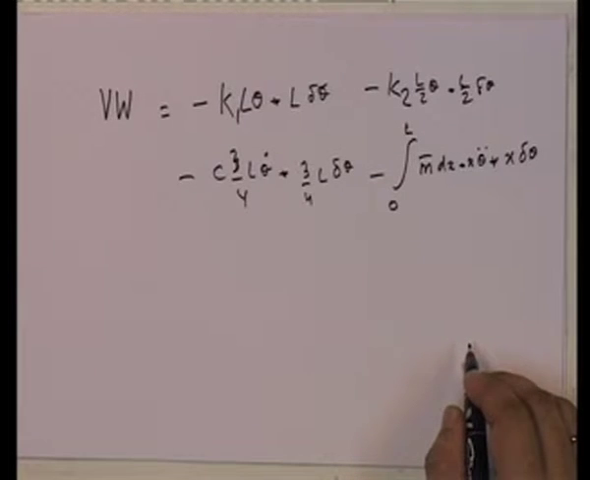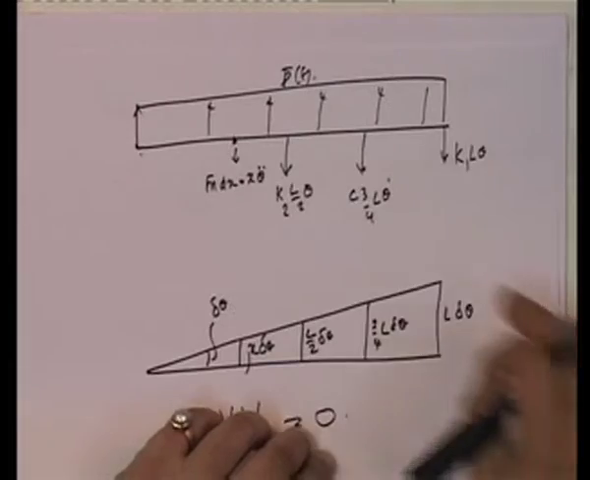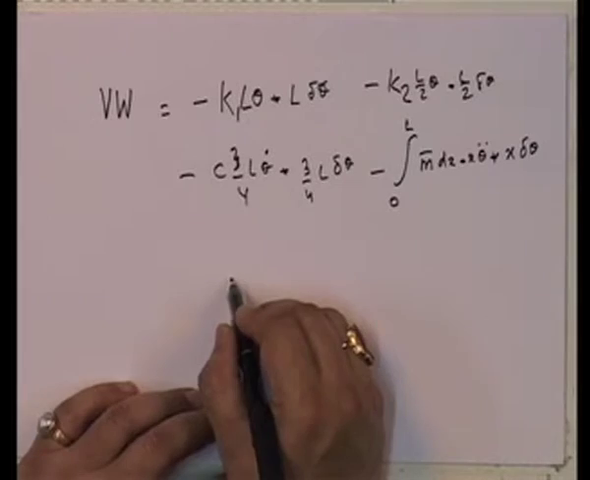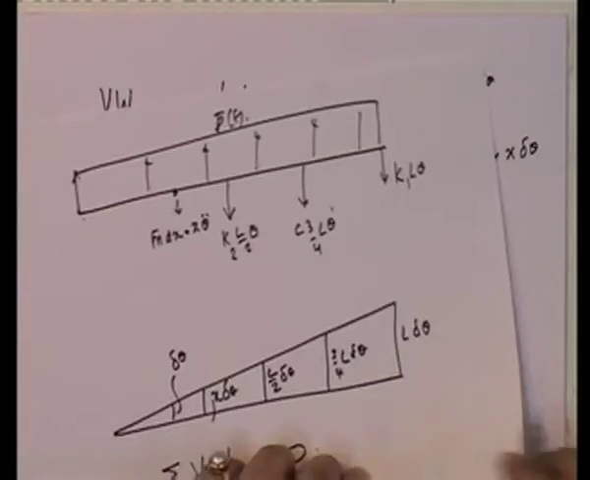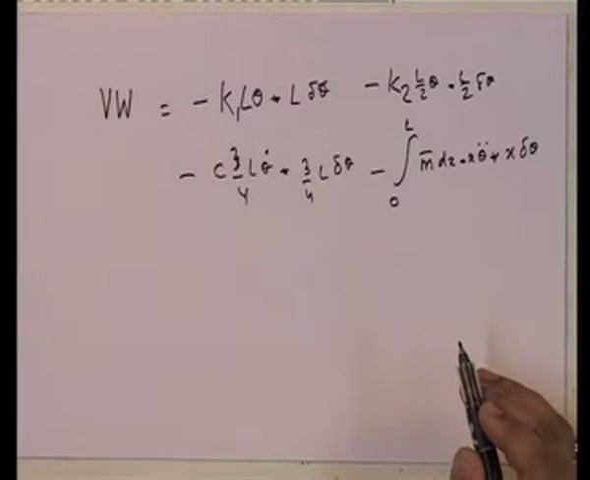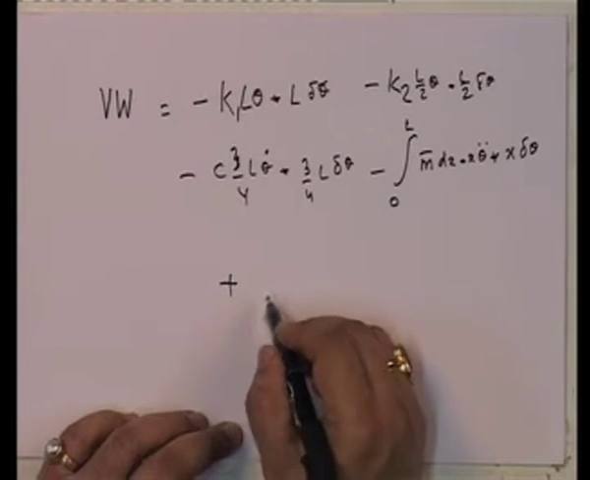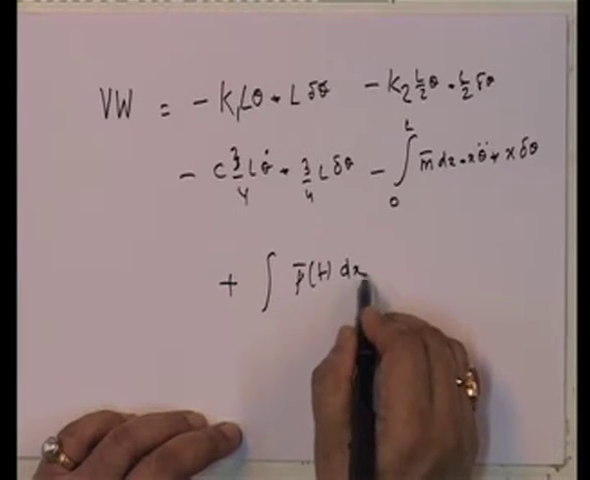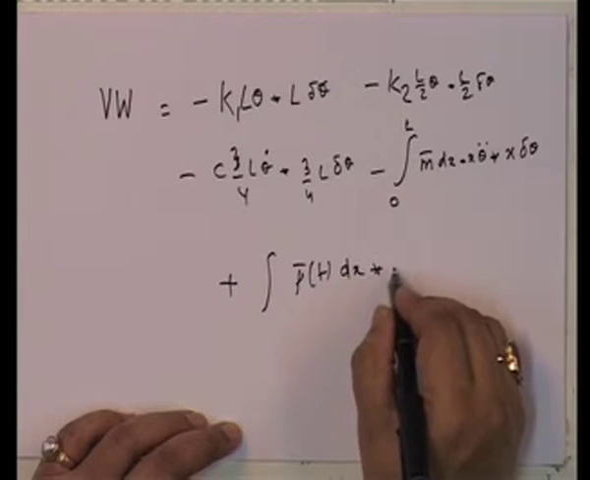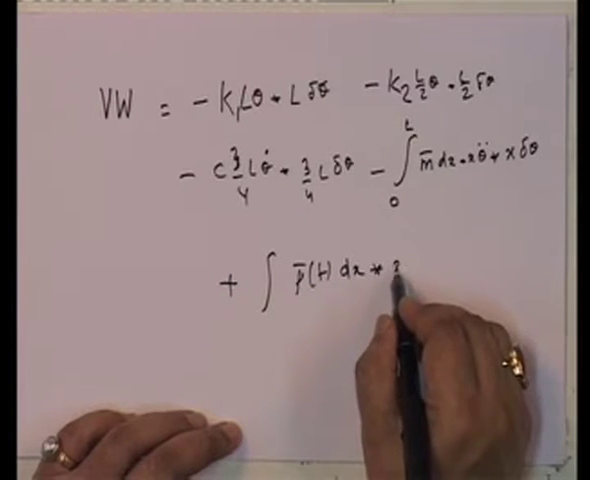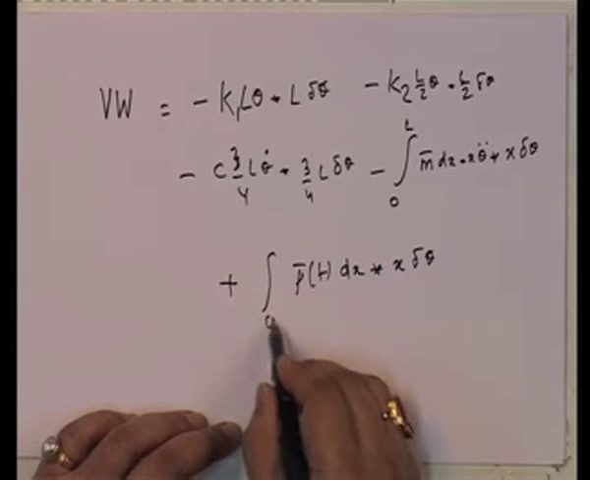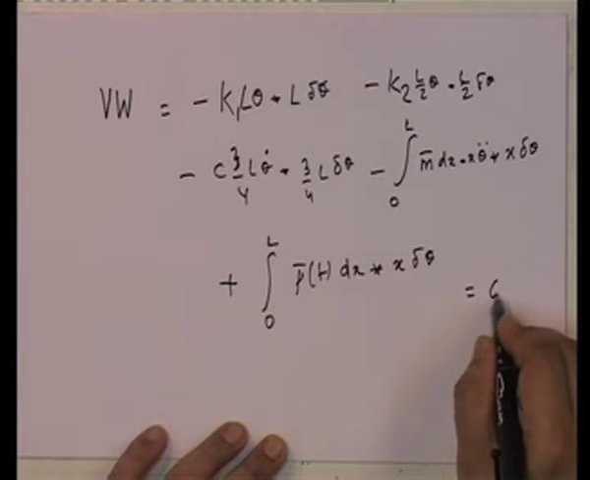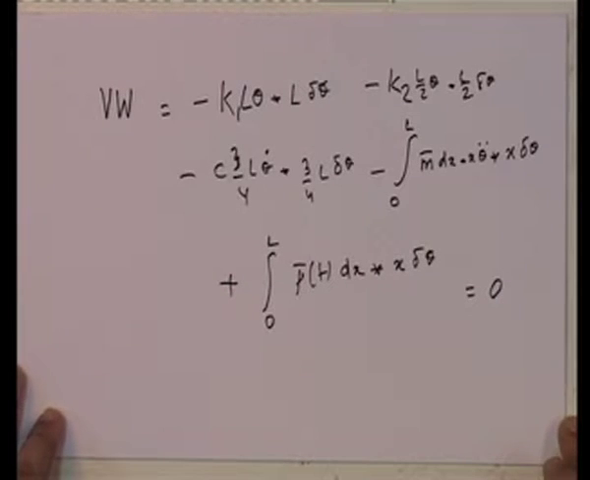Okay. And then, so these are the work done by all these, and finally, the work done by that is going to be plus, because note that this undergoes positive work. So, this is going to be plus. Now, let us see, P bar T dx is the load, and that is multiplied by the virtual displacement, and that integrated over the whole length is equal to, that is all the work done. So, that is equal to 0.